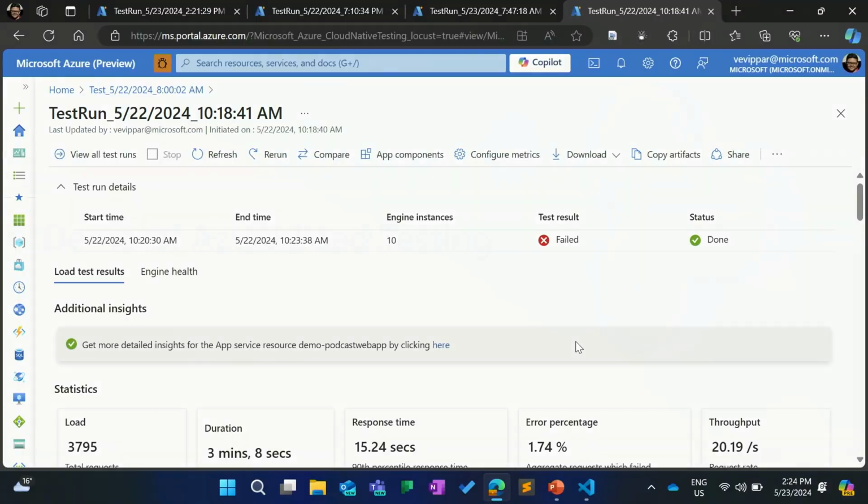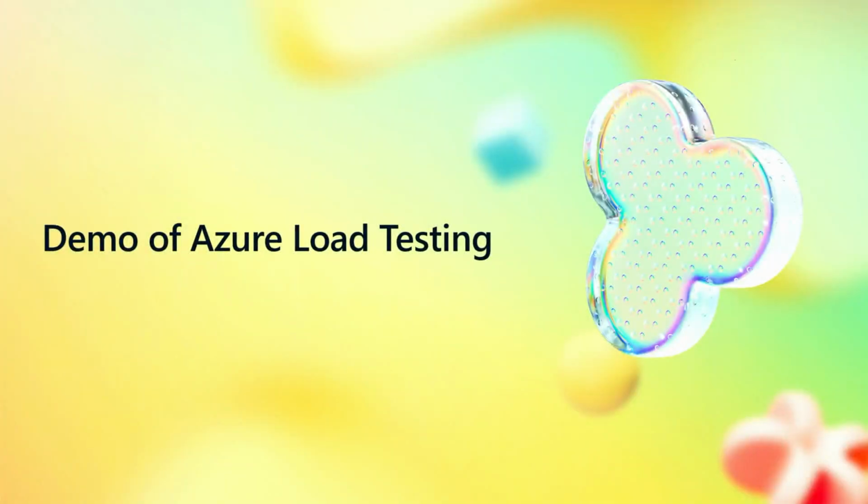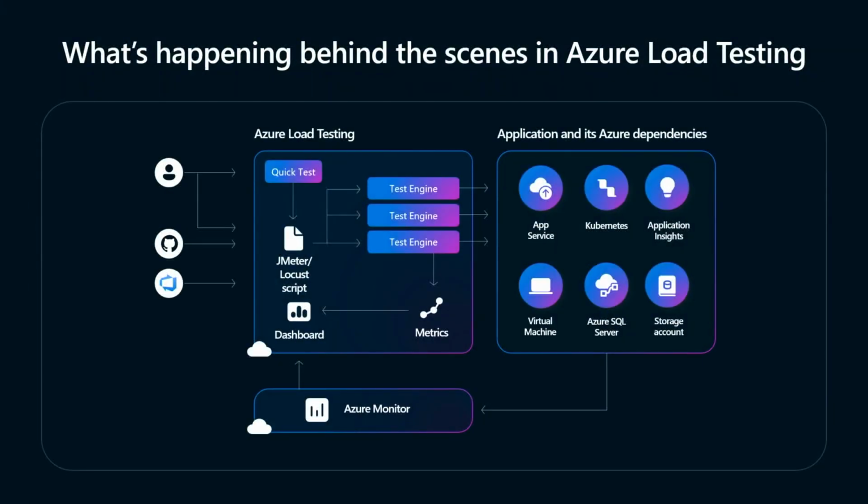Just switching back to see what's actually happening behind the scenes. So this is a high-level architecture diagram of what's going on as the test was running. The test engines got spun up as per the input that was provided. The JMeter or Locust script was run on all of these engines.